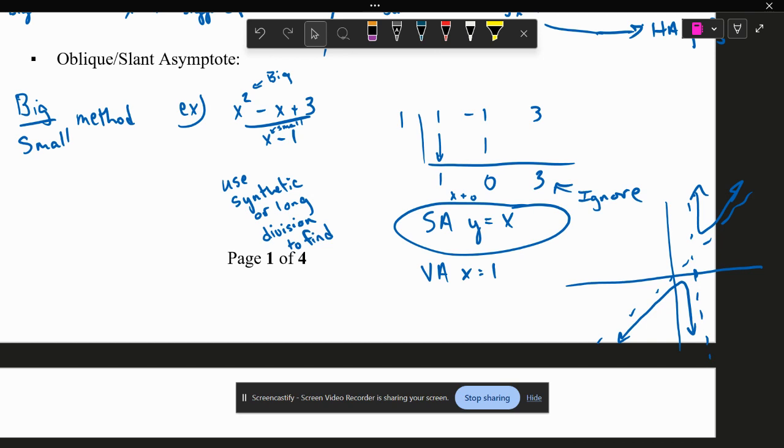Two things to point out. Number 1, you can have a slant asymptote and a vertical asymptote. Number 2, you can have a horizontal asymptote and a vertical asymptote. Number 3, you will never have a horizontal asymptote and a slant asymptote at the same time.